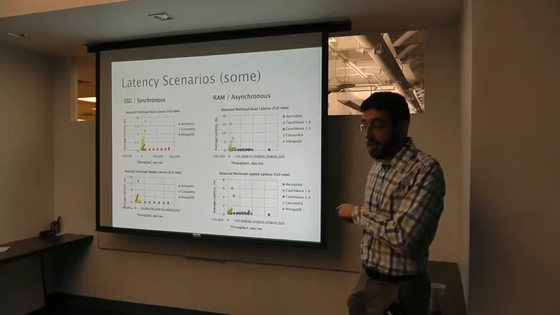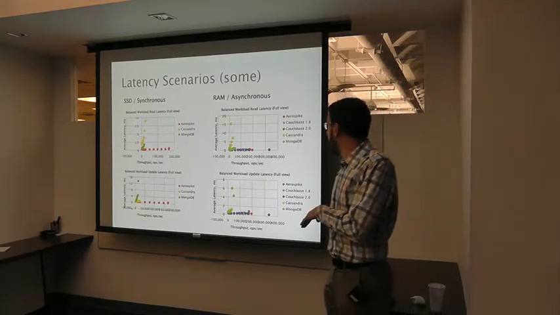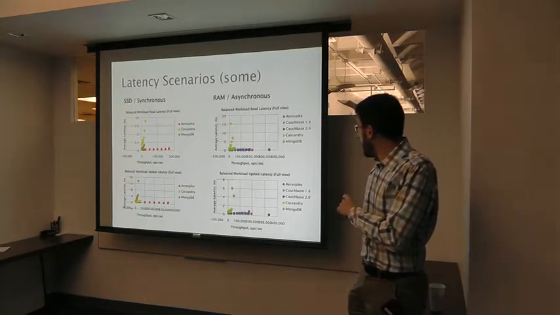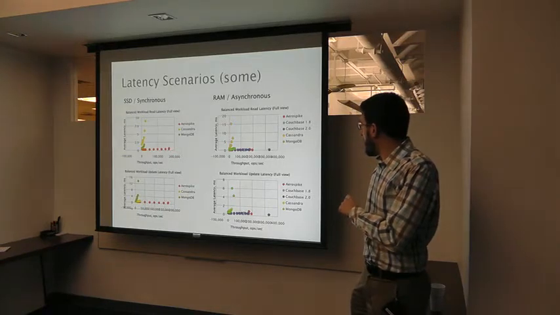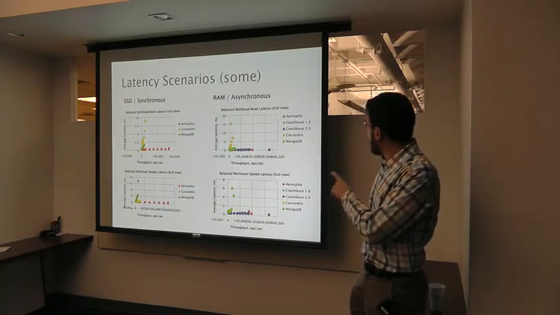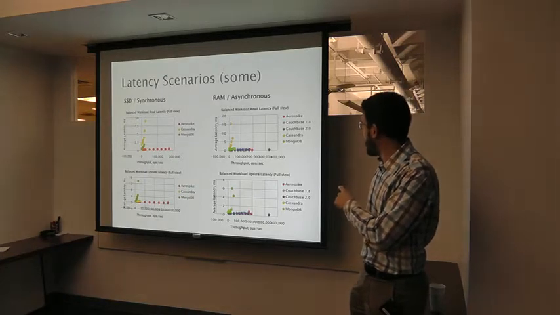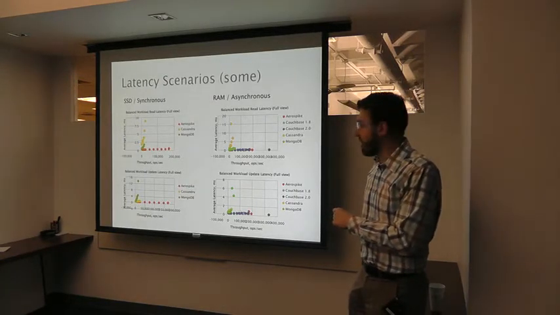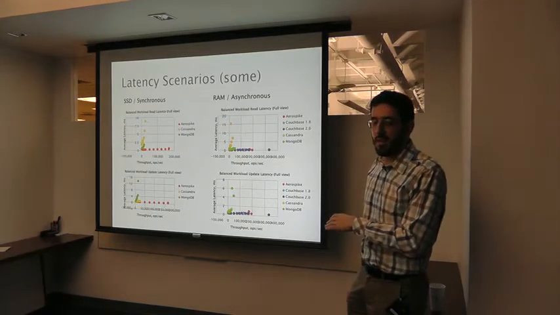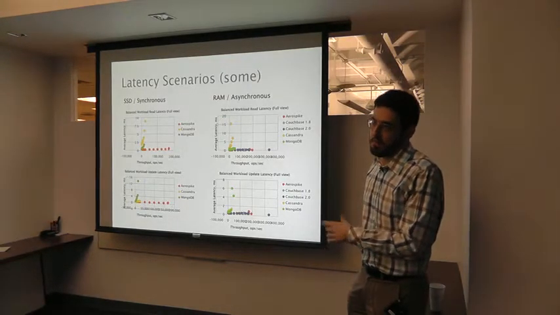For the synchronous case, it was disk IOPS. For the asynchronous case, it's actually the one thing I said. It's a little hard to tell right here. They seem to be sort of page swaps, but it wasn't necessarily that easy to know what was going on.